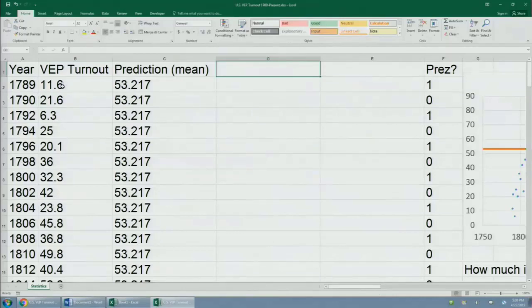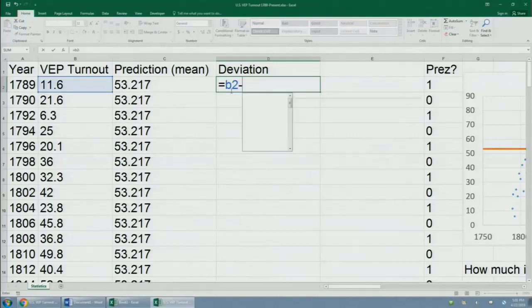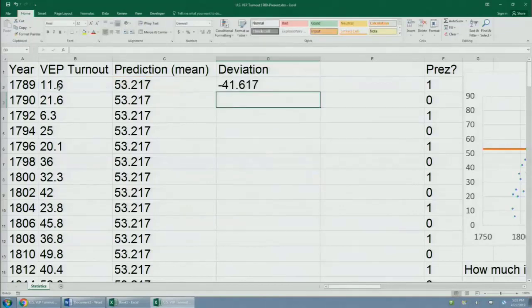Well, how much does this deviate from that? We can literally call it a deviation. And a deviation is the amount by which it's off. So we could literally just take whatever is in cell B2 and subtract C2. And it tells us, oh man, that dot is 41.617 points lower than our prediction.